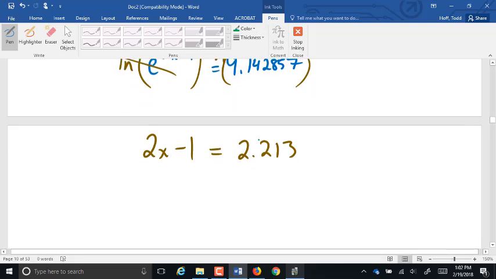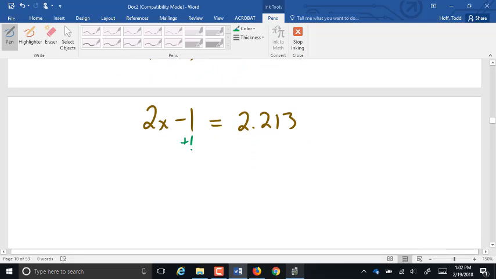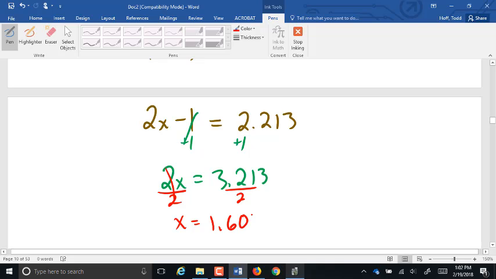And then add 1. 2x equals 3.213. And then divide by 2. X equals 1.607 approximately. What do you think? Loads of fun? Blazes of glory?